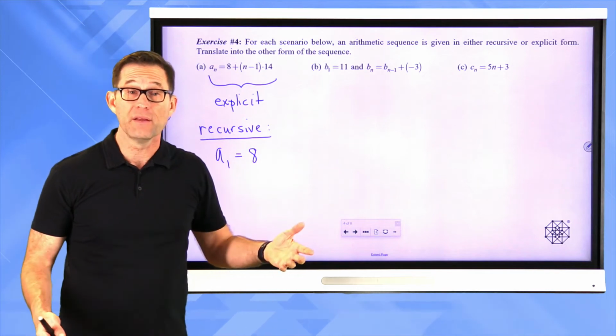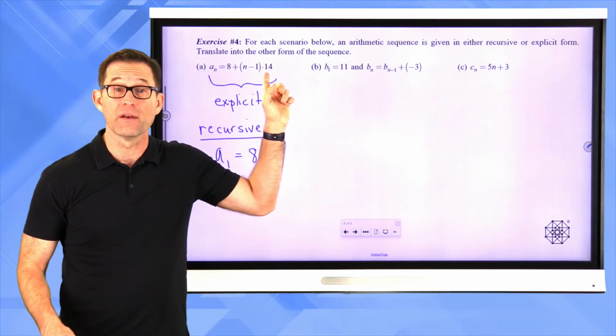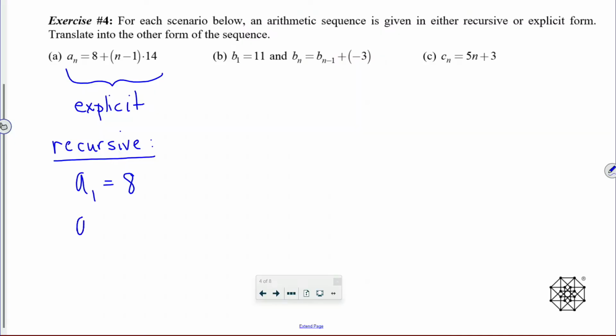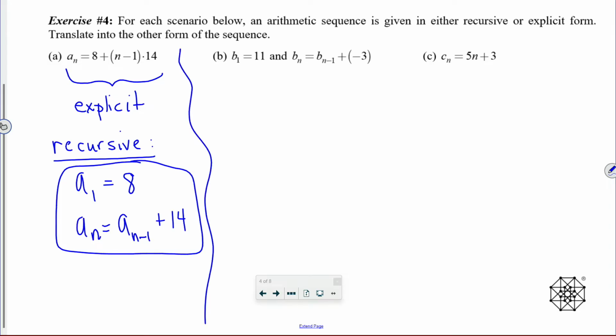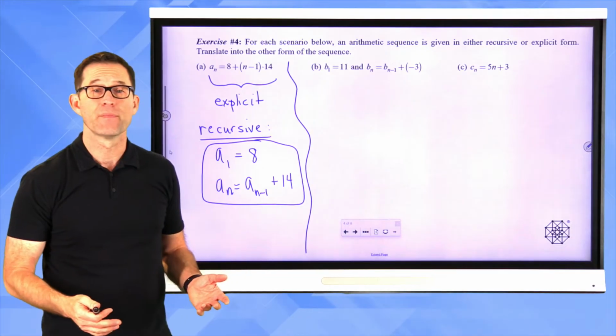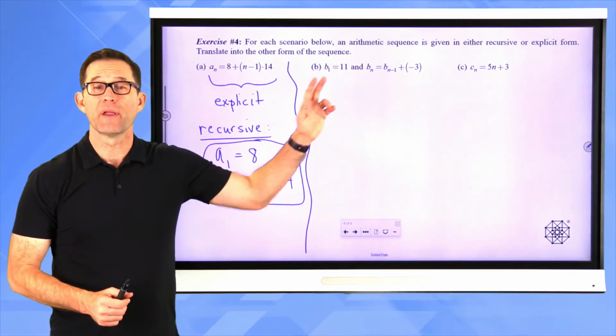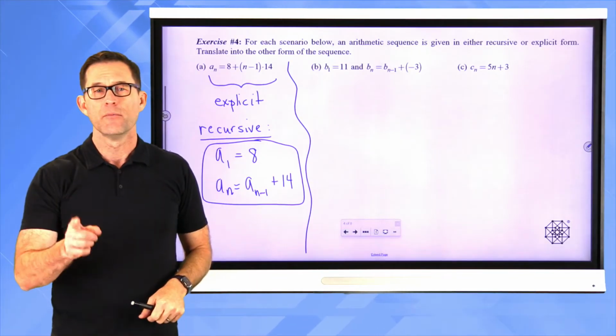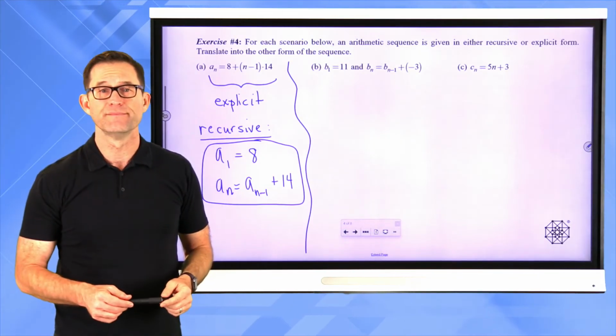Now, what are we adding each time? Well, we're adding 14, again and again and again. So that means that a sub n is equal to a sub n minus 1 plus 14. And that is my recursive definition based on that explicit definition. All right. Why don't you go ahead and play around with B and C? Be careful on C. It's a little bit tricky. Pause the video now and see what you can do.